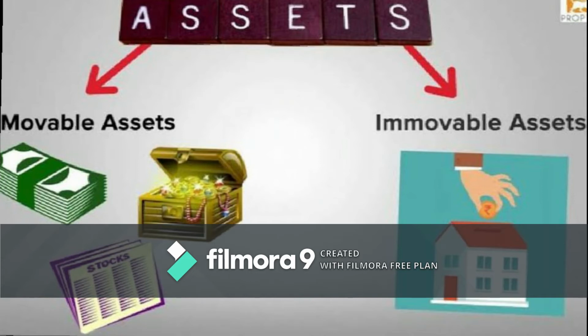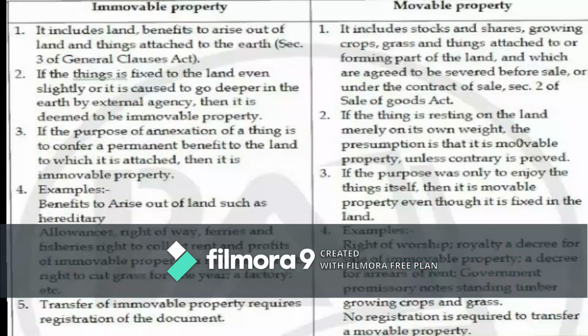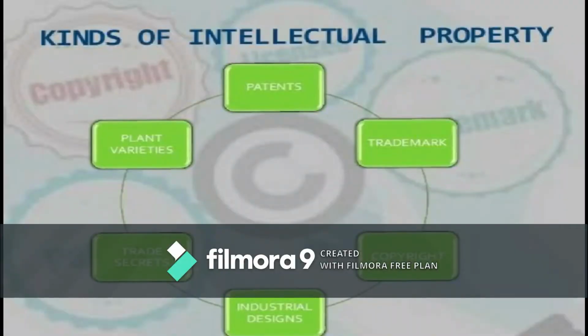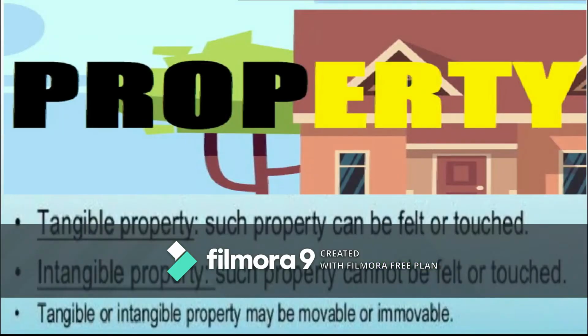Sale of Goods Act defines the word movable property as: movable property includes stocks and shares, growing crops, grass, and things attached to or forming part of the land. Kinds of intellectual property are patents, trademark, copyright, industrial designs, trade secrets, plant varieties. Tangible property: such property can be felt or touched. Intangible property: such property cannot be felt or touched. Tangible or intangible property may be movable or immovable.